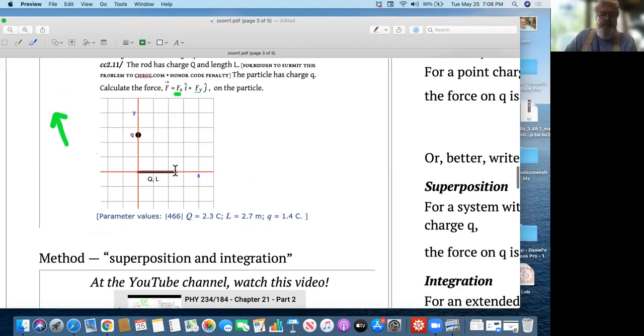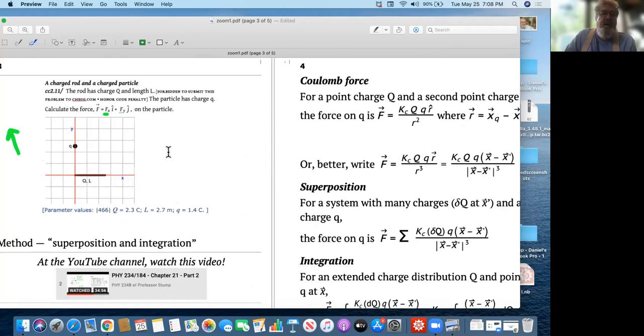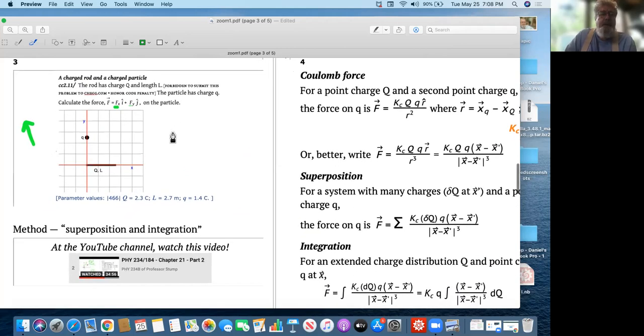Now the method, when you have an object which is extended in space, not just a single point, is called superposition and integration. This is explained in that YouTube video, the video chapter 21, part 2, which explains how to do problems like this. I think it explains this problem, or anyway, something very much like it. But I'll go over that tonight anyway.